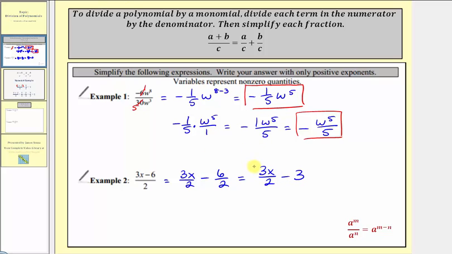So this is one way to express our quotient, but notice how this first term would have a coefficient of 3/2. So we can also express this as 3/2 x rather than 3x divided by 2, and then of course minus 3. Both of these expressions are acceptable.